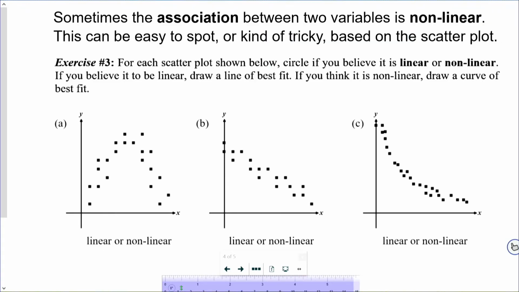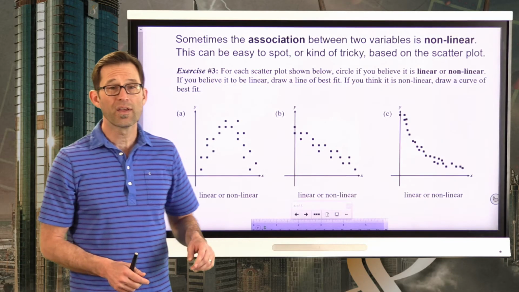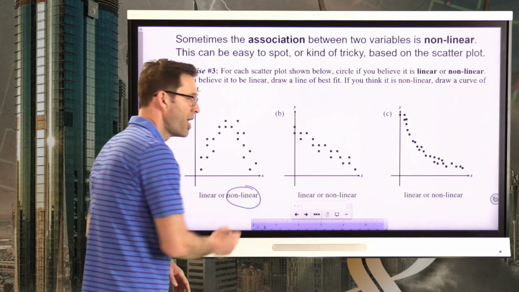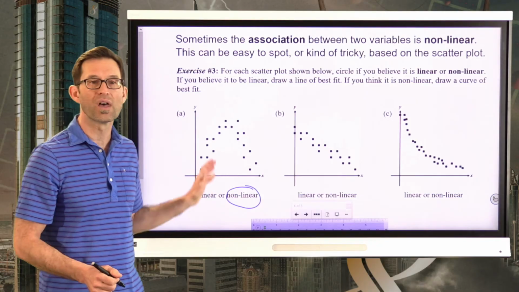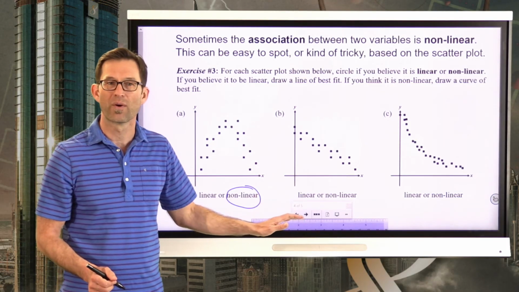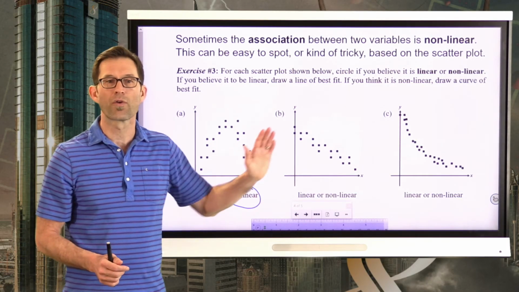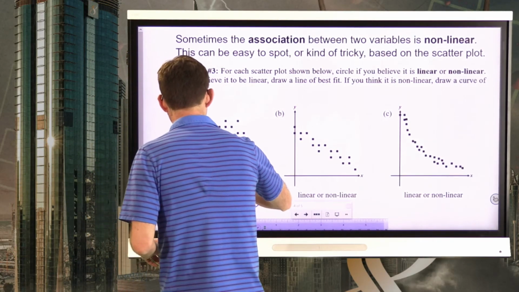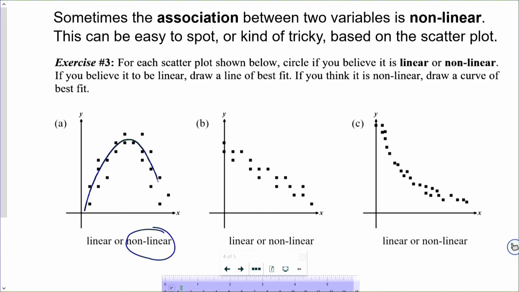For each scatter plot shown below, circle if you believe it is linear or nonlinear. If you believe it to be linear, draw a line of best fit. If you think it's nonlinear, draw a curve of best fit. All right, well, I think letter A is pretty obviously nonlinear, right? And it's nonlinear because the data goes up and then it comes back down, right? Lines don't do that. Lines go forever in one direction. Now, if I was going to draw a curve of best fit here, I might draw something that looks kind of like that, right?